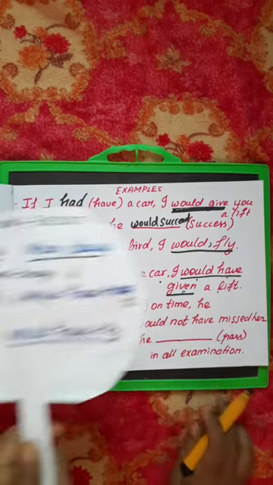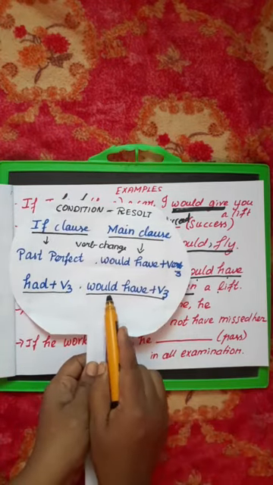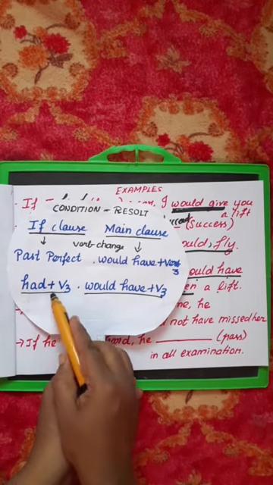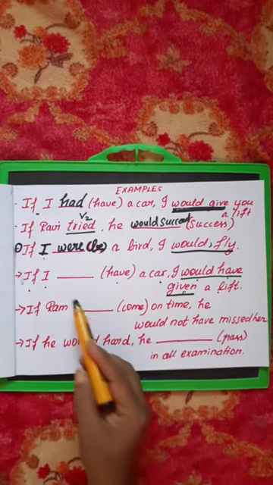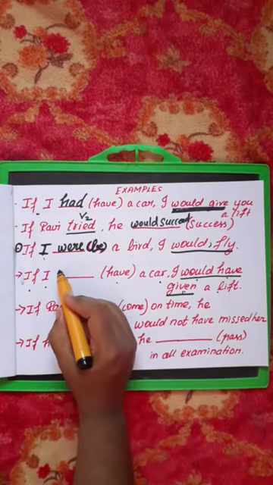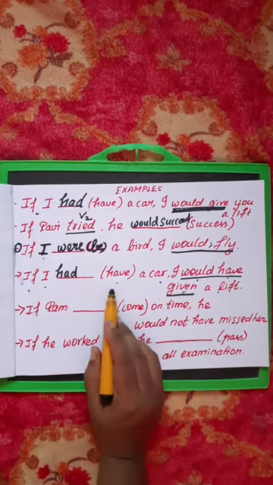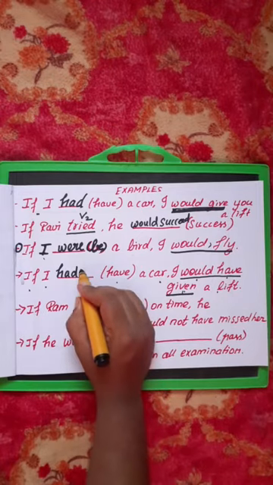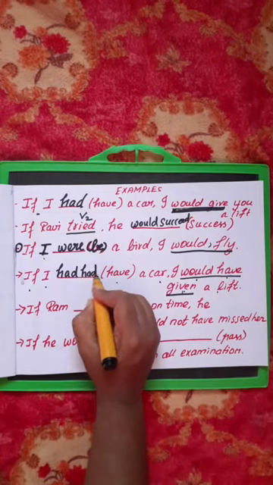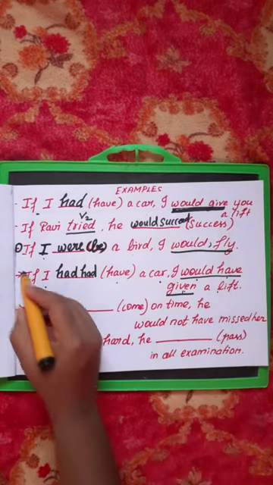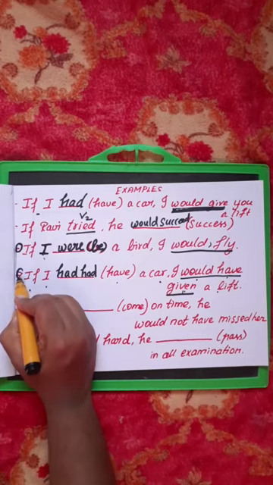Would have plus V3 means what you have to use? Do you remember the rule? Would have plus V3 means in the if clause we have to use had plus V3. So what is the answer here? Had, plus V3. If I had a car, I would have given a lift. So these are all little things we have to remember.